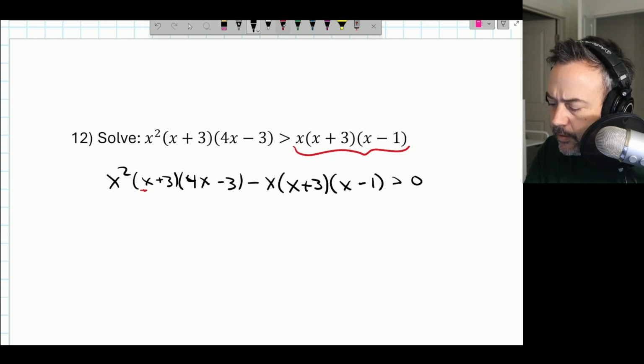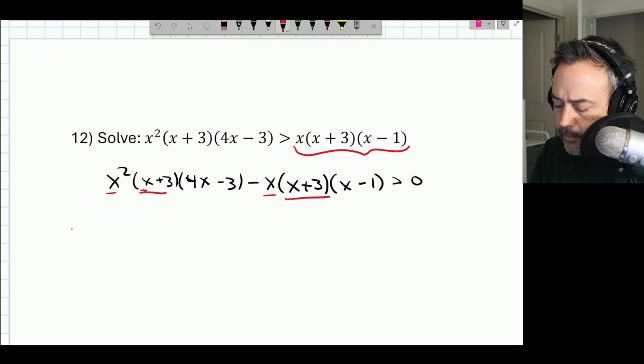Excuse me, that was a plus. x plus 3, x plus 3, x, and an x. So what can come out? x can be factored out. x plus 3 can be factored out. What am I left with?